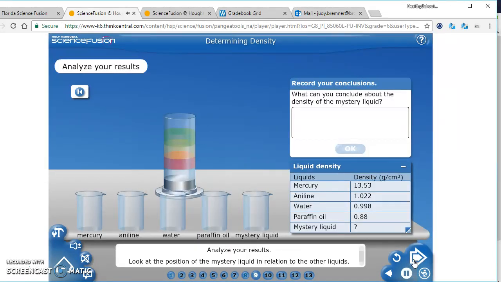Analyze your results. Look at the position of the mystery liquid in relation to the other liquids. What can you conclude about the density of the mystery liquid? Type your answer in the box, then click OK. If you look, the mystery liquid fell between the paraffin oil and the water. Therefore, its density must be between 0.88 and 0.998.